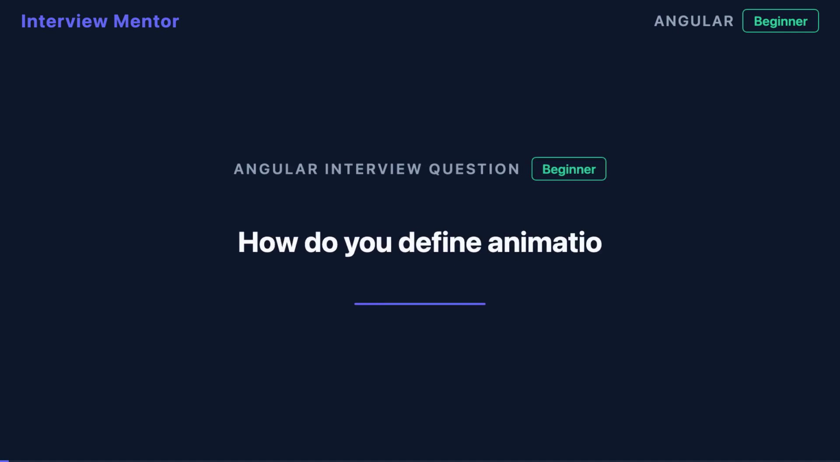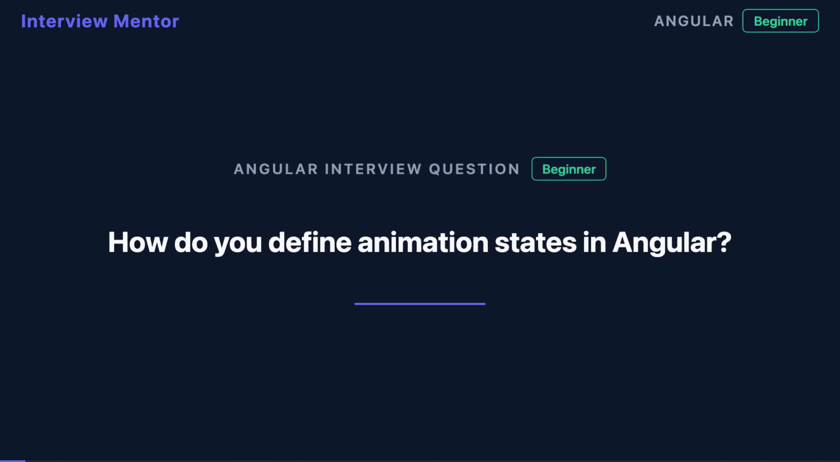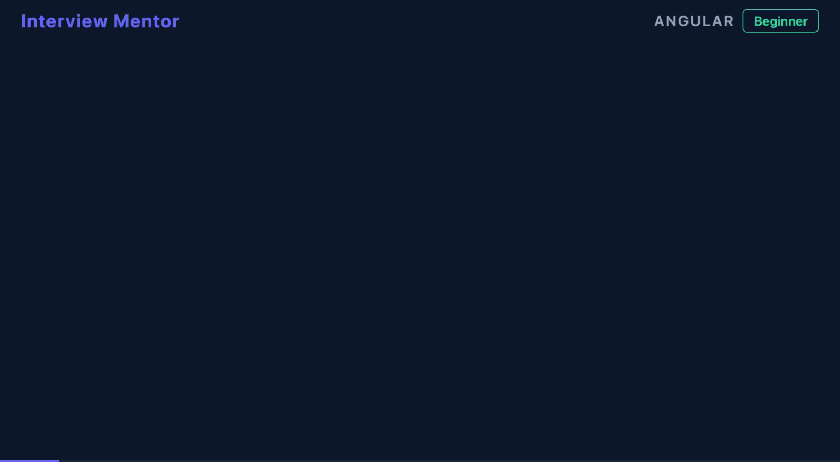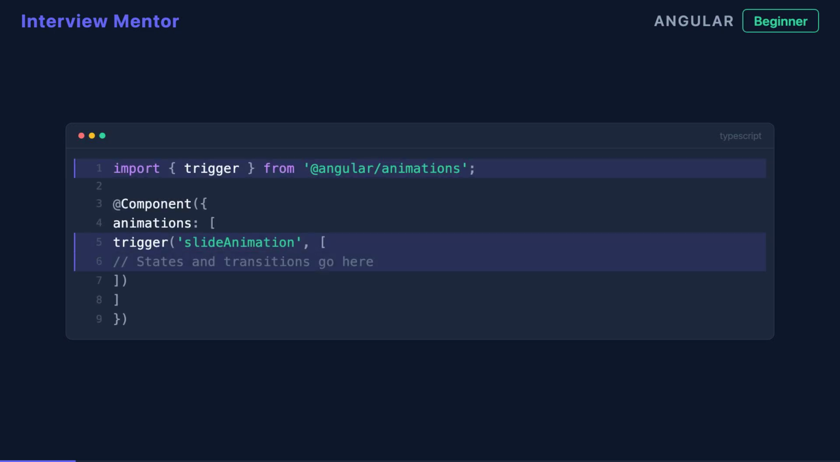Angular animations can seem mysterious until you understand the three-piece puzzle. Let's break down how to define animation states step by step. First, everything starts with the trigger function from Angular animations. The trigger acts as a container with a unique name that holds all your state definitions and transitions. You import it from the animations package and place it in your component's animations array.